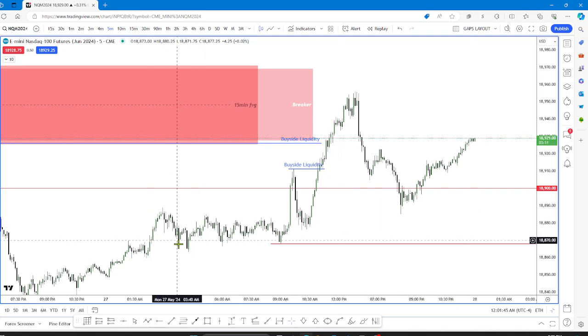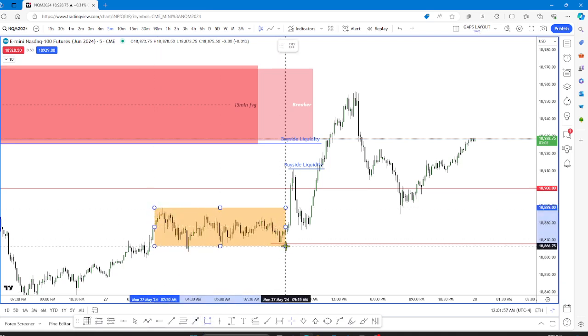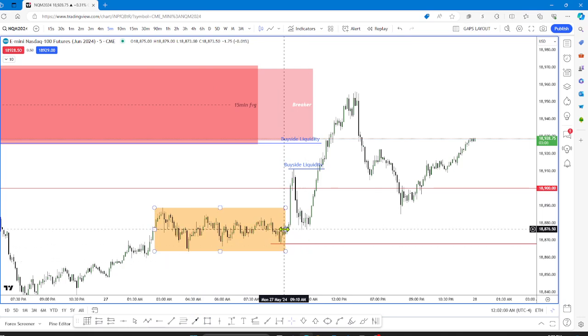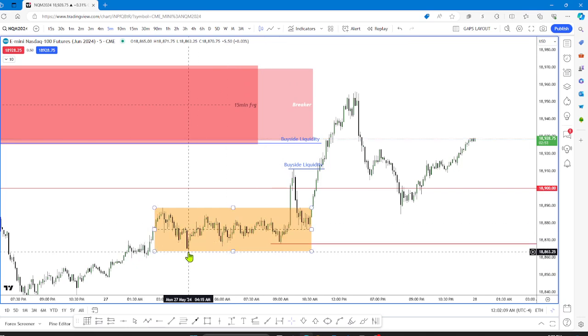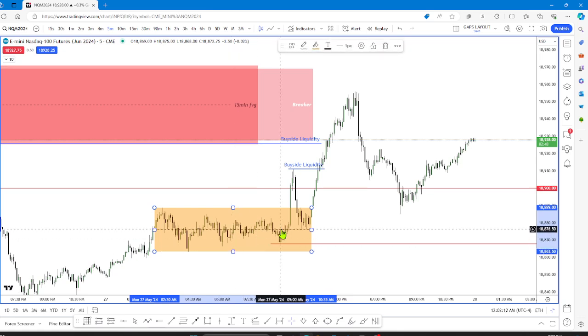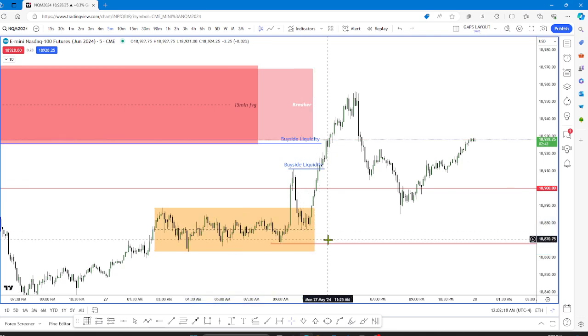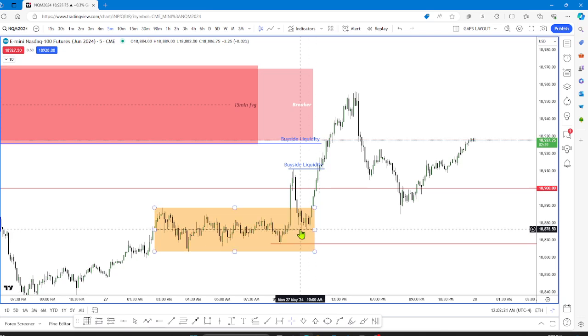But what I want to point to you is this original consolidation here, right? We have this whole range here. Consolidation. If we pull this over, notice how we're just inside of this consolidation. We never break this low. Breakout, pullback, 50% or consequent encroachment of the consolidation.